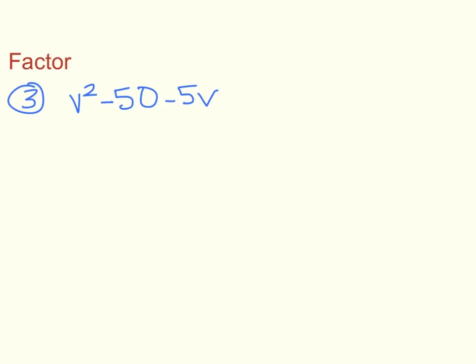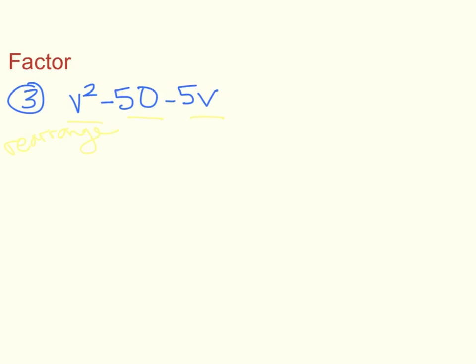Example 3, factor v squared minus 50 minus 5v. One thing that you'll want to do here, as you may have noticed in the first two examples, is that typically our trinomials will start with a v squared, then have a v term second, and then a regular number like 50 last.